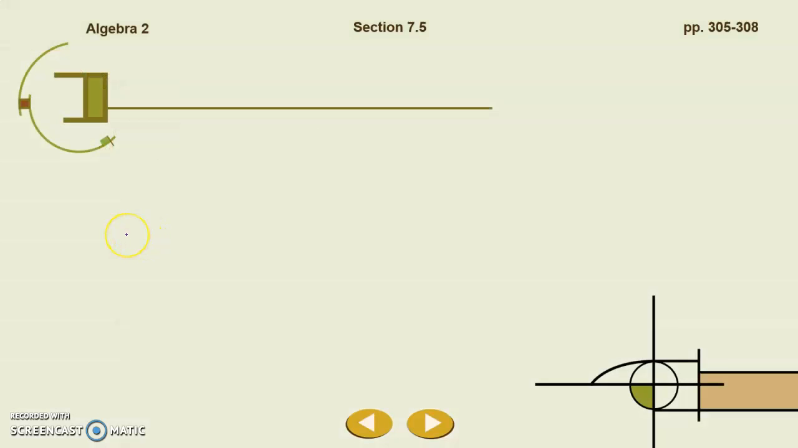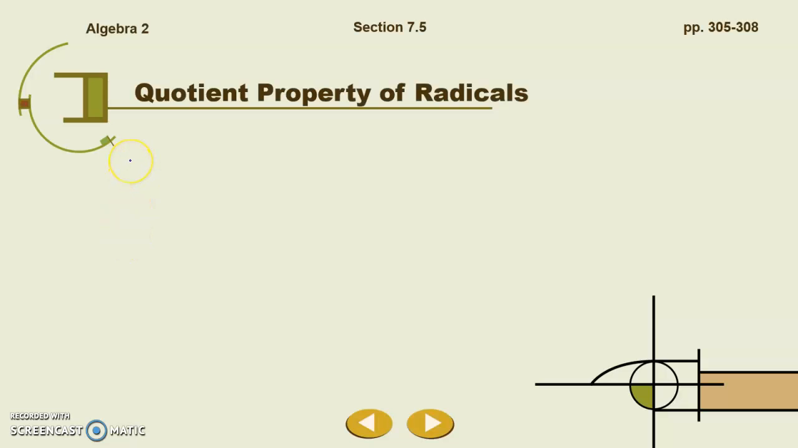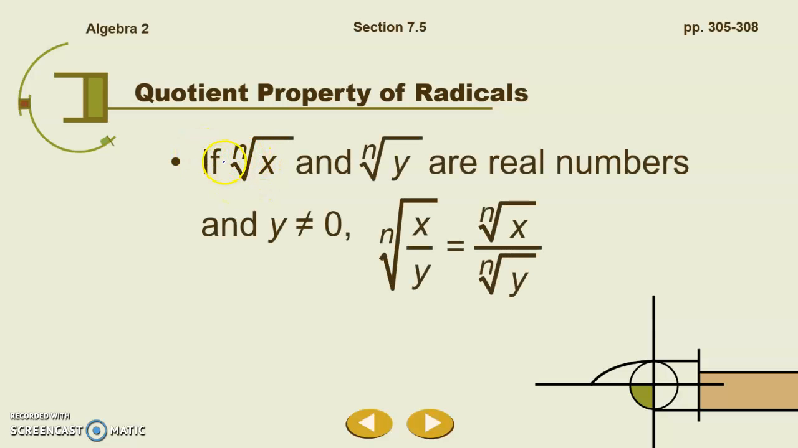So let's talk a little bit then about how we do quotients and radicals. We're going to look at the quotient property of radicals. It says that if the nth root of x and the nth root of y are real numbers, and y is not equal to 0, then the nth root of x divided by y is the same as the nth root of x divided by the nth root of y. And n is just representing any number here: square root, cube root, 4th root, 27th root, what have you.